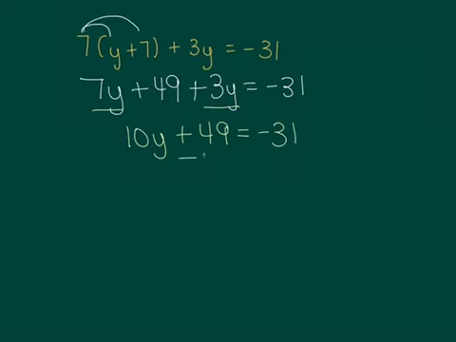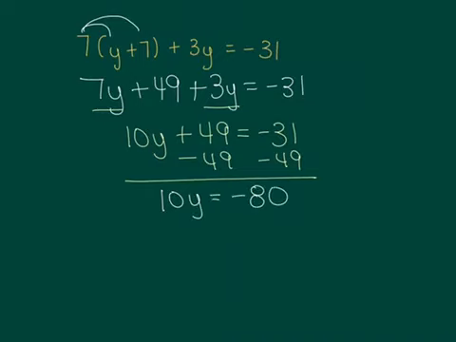I'm going to subtract the 49 from both sides. So I have 10y is equal to negative 80. Divide both sides by 10, and y is equal to negative 8.